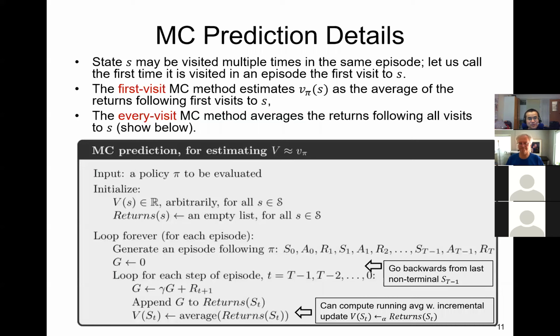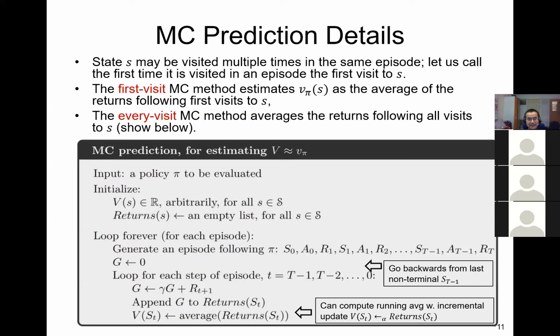So here's MC prediction. There are two variants. One is first visit, where state S may be visited multiple times in the same episode. So if it's first visit MC, then you estimate V pi S as the average of these returns following first visits to S. If it's every visit MC, then you average the returns following all visits to S. So the figure shows the every visit MC.